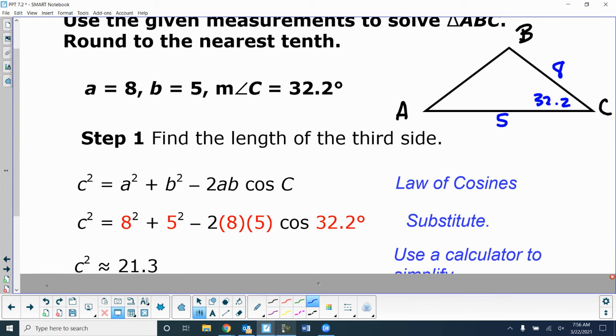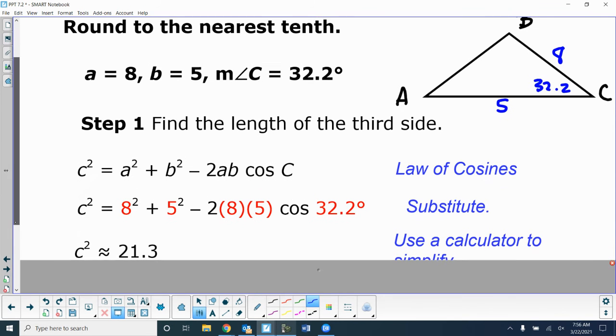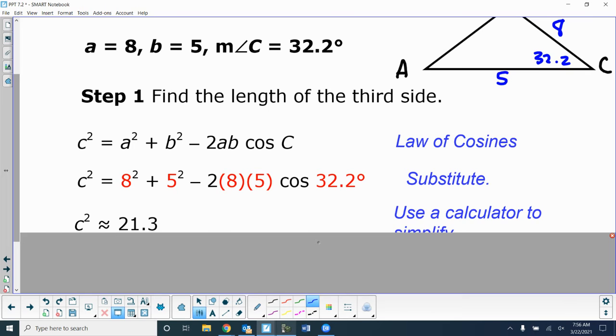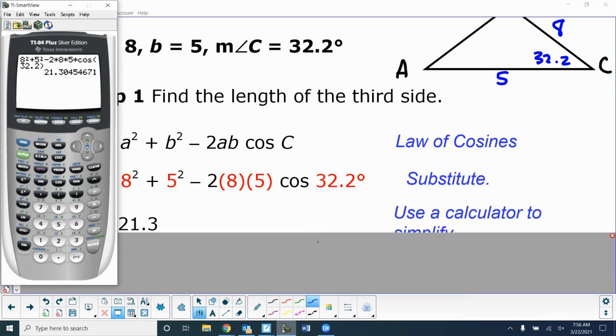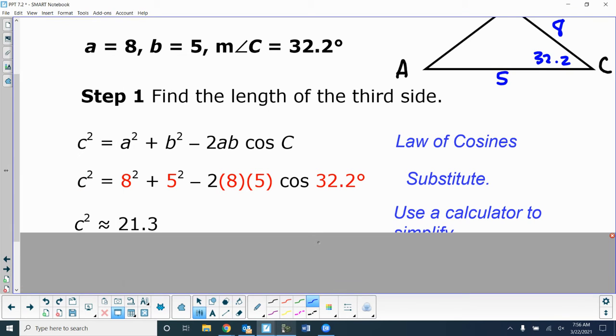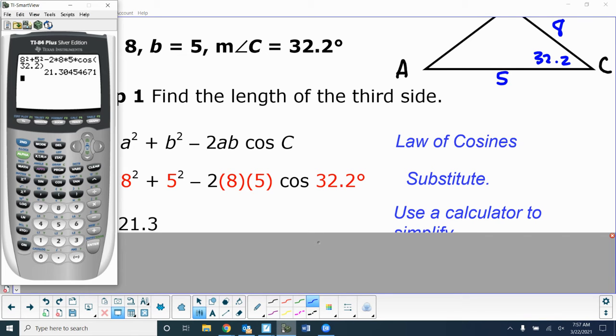I think they wrote that here. Yeah, so we're at 21.3. All right, now that's what C squared equals. So to finish, you got to take the square root of that answer. So don't forget about that part. Sometimes we forget. So again, the way we do that, we'll just hit square root, which is second x squared.